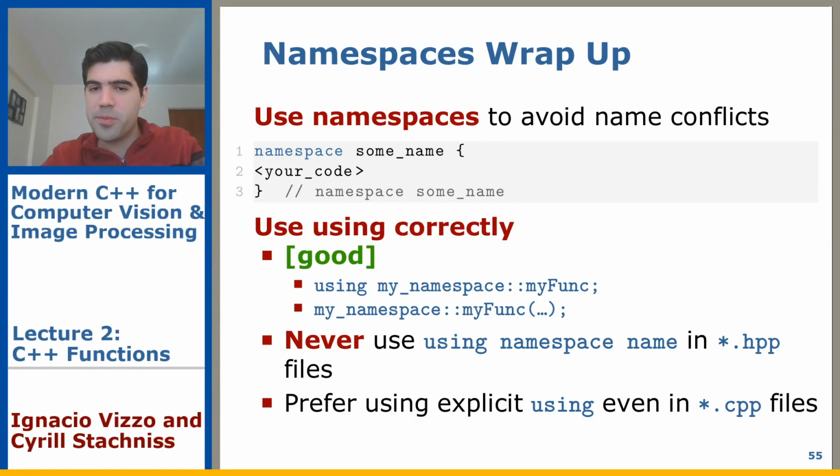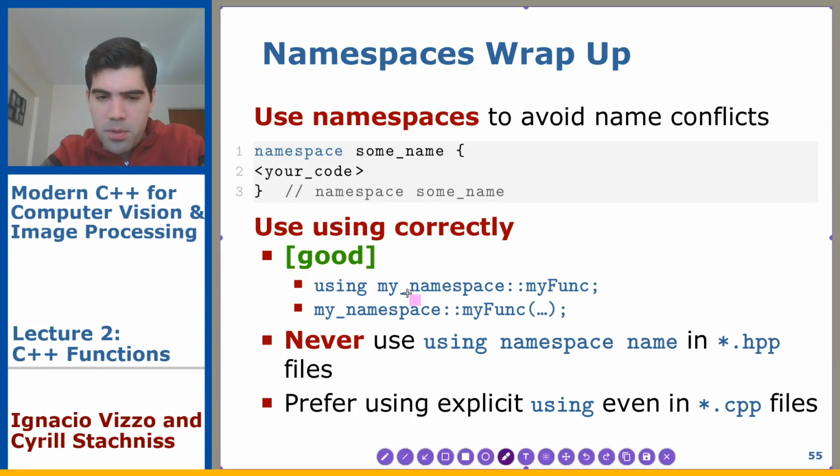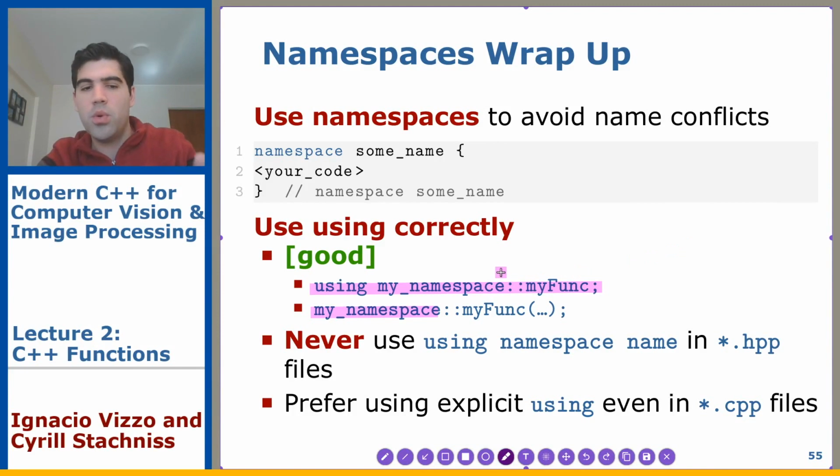So to wrap up namespaces, if you need more information, just go and check out the reference at the end of the slide. But ideally, use namespaces to avoid name conflicts. Whenever you need to use something from the namespace, you have two options: you use a prefix, in this case my namespace, and then you call the function, or you just do using namespace my namespace and the function.